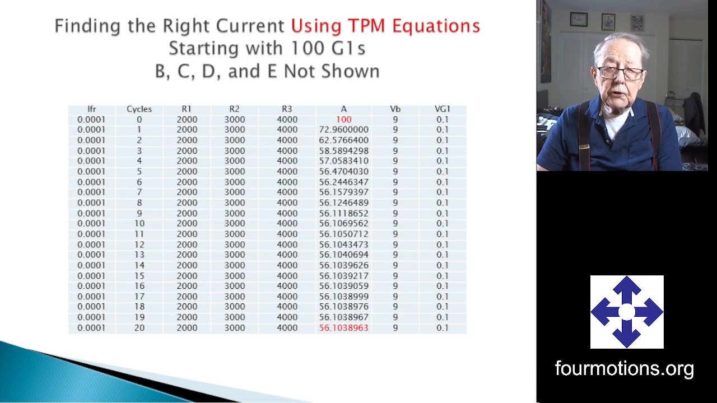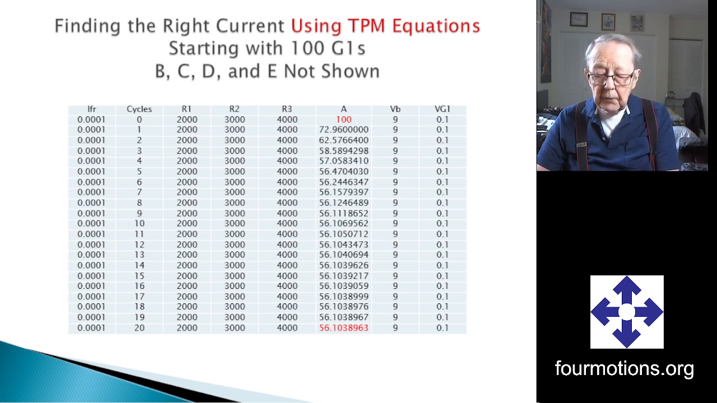So here's the first chart, and I start with A having 100 G1s being emitted at A, and I use the TPM equations to calculate 20 cycles. And after 20 cycles, you can see there at the bottom in red is 56.1038963.